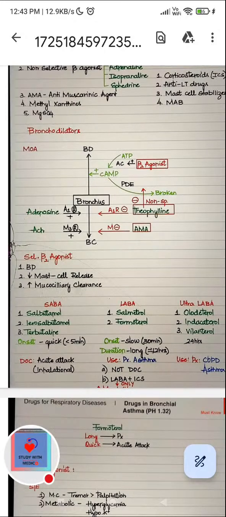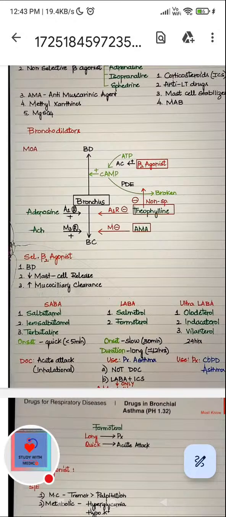Pharmacokinetics: methylxanthine is well absorbed orally. You can give them orally, and also by parenteral administration. Food delays the rate of absorption of theophylline. They are well distributed all over the body. They cross the placenta and the blood-brain barrier, are metabolized in the liver, and excreted in urine.